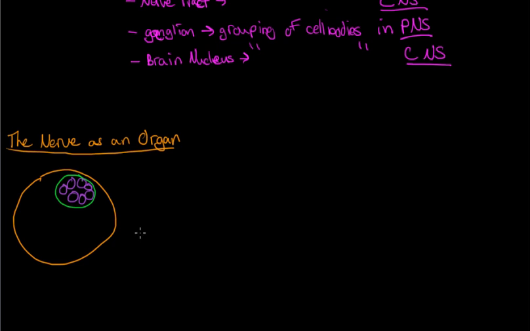So imagine that we're looking down, looking longitudinally along a nerve fiber. Here we're going to have our epineurium. Epi, we have that epi prefix again, just like the epimysium in muscle tissue. Epineurium.